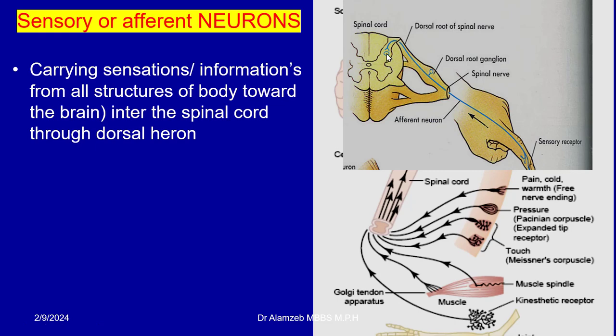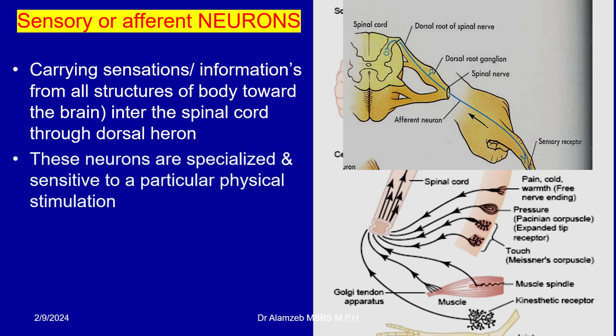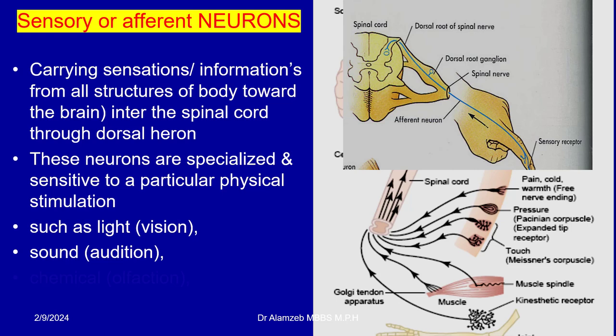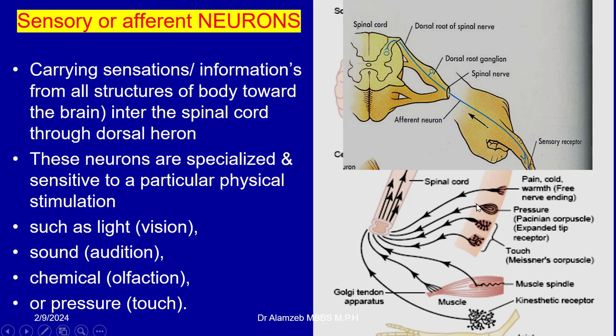These neurons are specialized and sensitive to a particular physical stimulus such as light, vision, sound, audition, chemical, olfactory, or pressure, touch. These neurons can carry pain, cold, touch, carried by free nerve endings, pressure, by Pacinian corpuscles, and touch by Merkel disc. From the muscle spindle they carry sensory information, and from the Golgi tendon apparatus they carry kinesthetic information to the spinal cord.